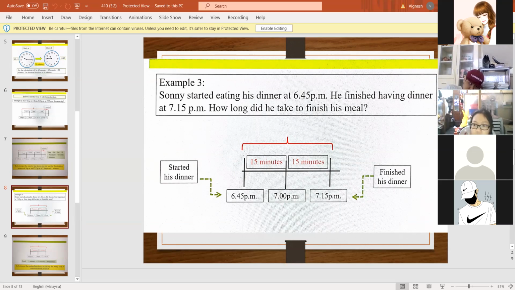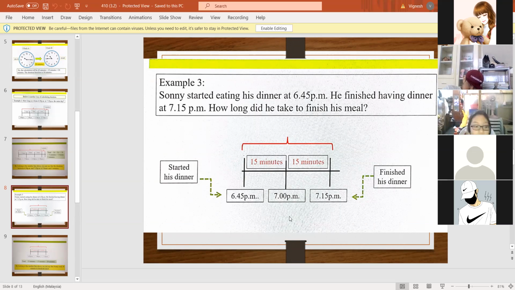2 hours and 30 minutes? Hello. 6:45 until 7:15. Can you all see the duration here? 6:45 p.m. to 7 p.m., how long does it take? 15 minutes.